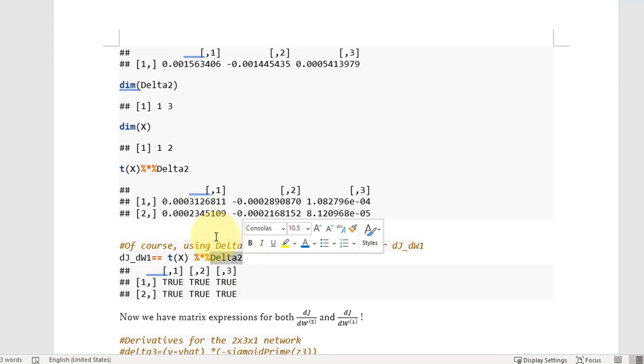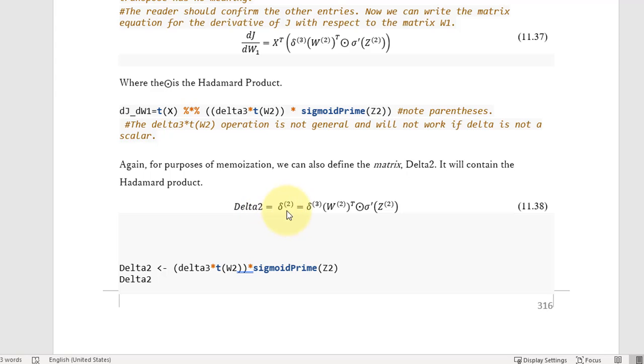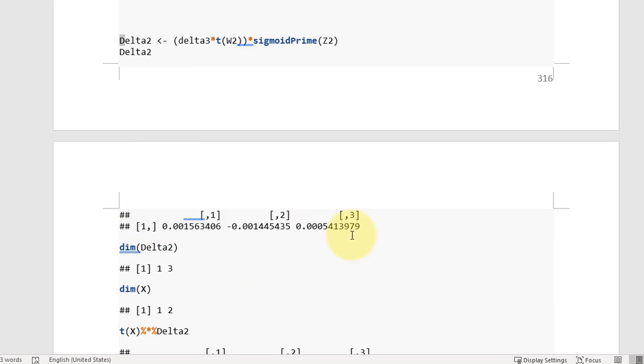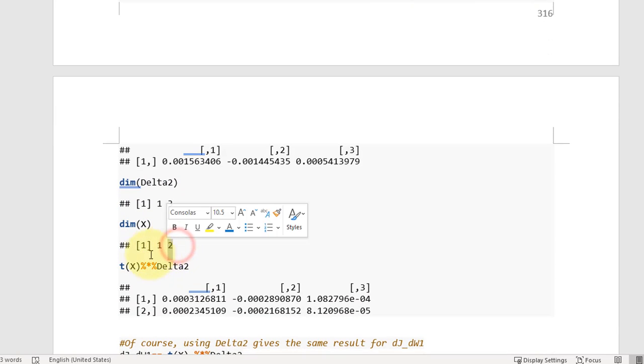In the simpler cases, we defined a delta 2. And here we can define delta 2 like this. And in the R code, it will be like this. And again, hopefully this is a matrix. We are using capital D here. And if we check it out, it is a matrix. You can see it's a 1 by 3 matrix. The dimensions are 1 by 3. And x, the dimensions are 1 by 2. So if we take the transpose of x times this, we get this as our delta 2 matrix.